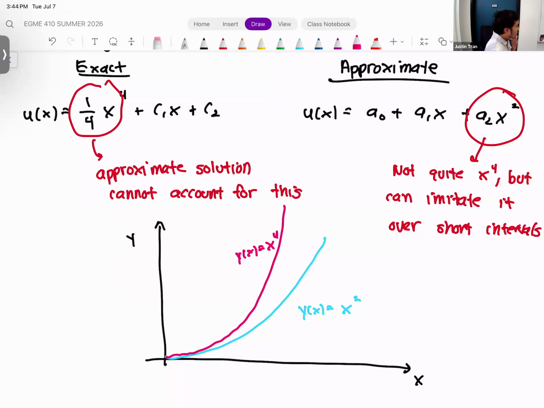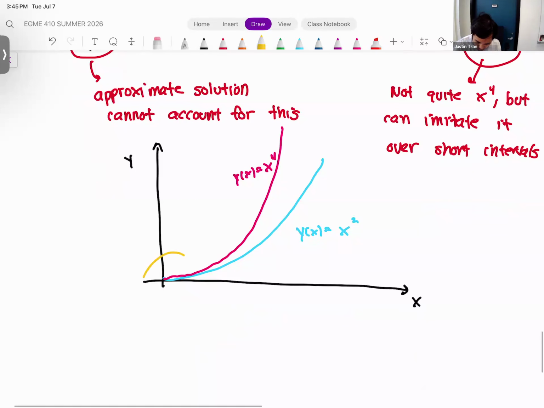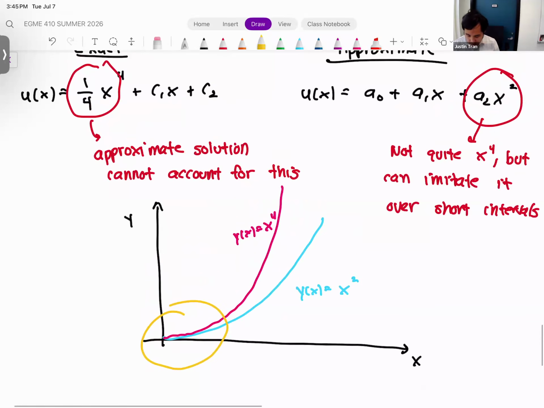If we were to continue this graph for higher values of x, then the deviation between x squared and x to the fourth is just going to grow. But if we focus on just the area near the origin here, we can see that x squared and x to the fourth are somewhat close to each other. There is a deviation, there is a difference, but x squared does a pretty decent job of keeping up with x to the fourth over that very short interval.